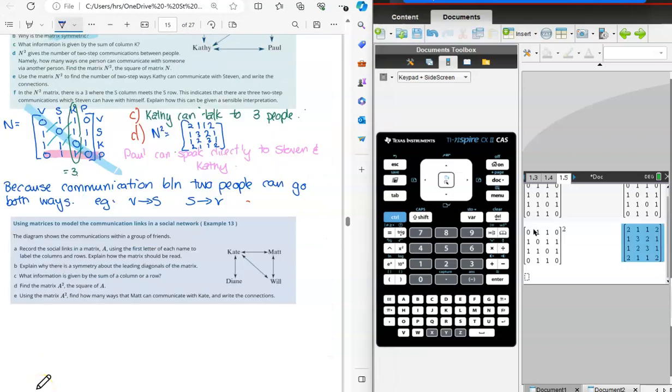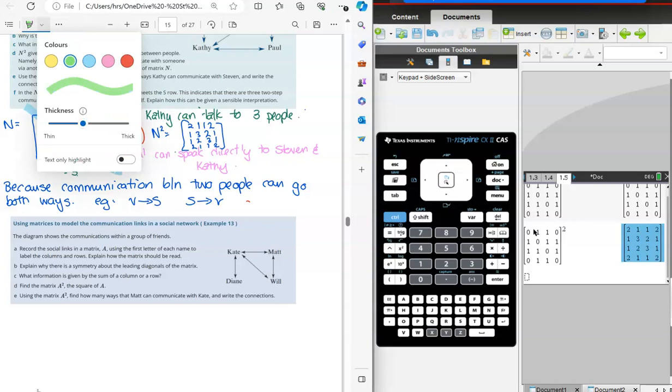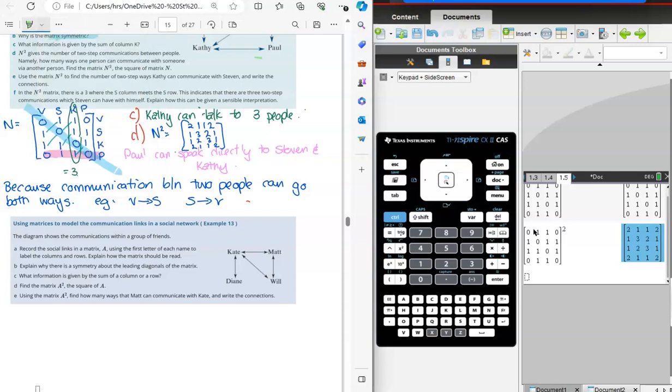Okay, so we've done n squared, and then the next thing they're asking us to do is, all we did was pop in the n matrix, raise it to the power of 2, and then we've written it out. It says use this to find the number of two-step ways Kathy can communicate with Stephen. So if you look, Kathy was my third row and Stephen was my second. So how many is it? Yep, I just found it there. So that was 2. We've found it in the green highlight.